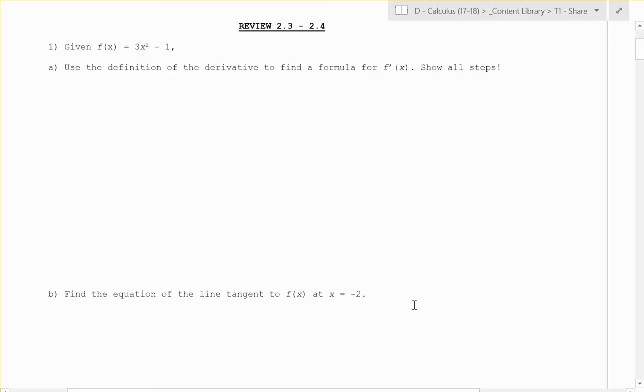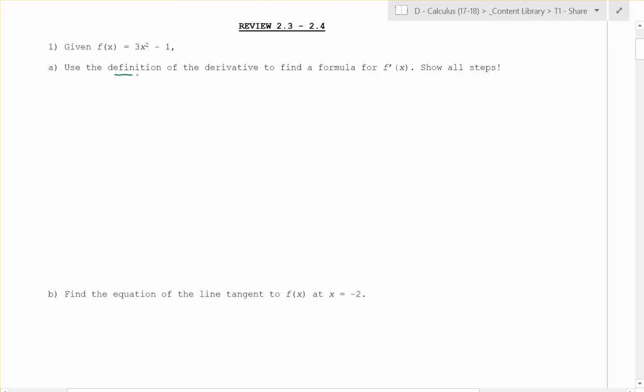Today is day 19 of calculus. We're going to review for the upcoming test. I'm going to run through a few of the questions on this review sheet, starting with number 1. Given the function 3x squared minus 1, we're going to use the definition of derivative to find the formula of f prime.